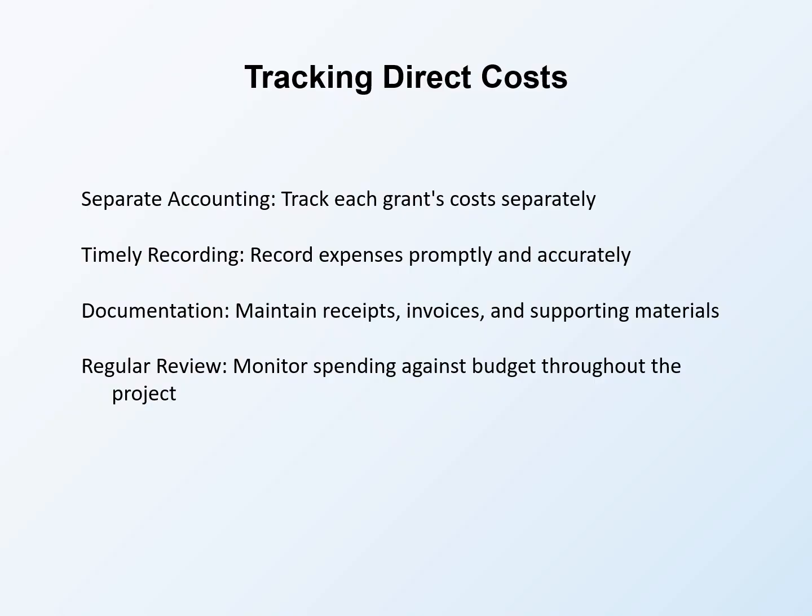Regular review of spending against budget helps you manage resources throughout the project. Monthly or quarterly budget to actual comparisons identify potential problems early. If you are underspending, you might need to accelerate activities. If you are overspending, you might need to adjust plans. Regular review enables proactive management rather than reactive scrambling.